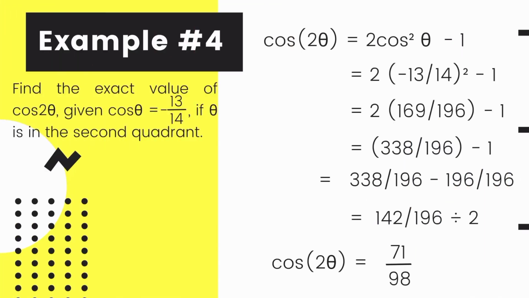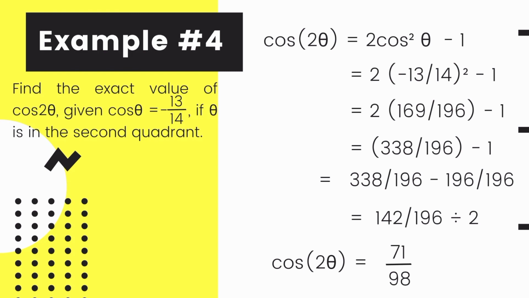Lastly, we have example number 4. Find the exact value of cosine 2 theta given that cosine theta is equal to negative 13 over 14 if theta is in the second quadrant. So for this problem, we're going to use the cosine double angle formula. And since there are 3, we're going to choose only 1. And that formula is cosine 2 theta equals 2 cosine squared theta minus 1.